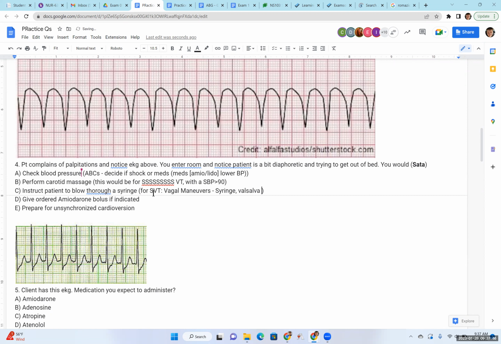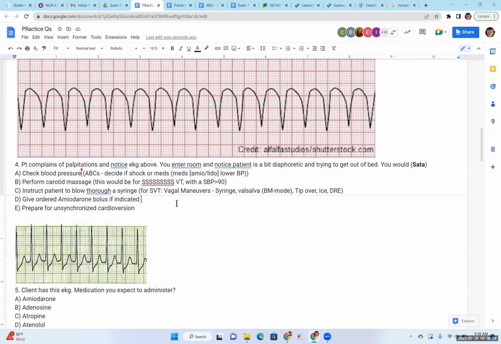Valsalva, which is bearing down. Okay, and we can do what else? We can do the tip over, right? They can do the ice bucket challenge. Okay, they can do a DRE. What's DRE? Digital rectal exam. Yep. So a lot of people in the audience just became conductors just now.